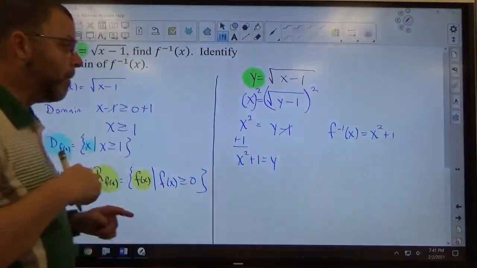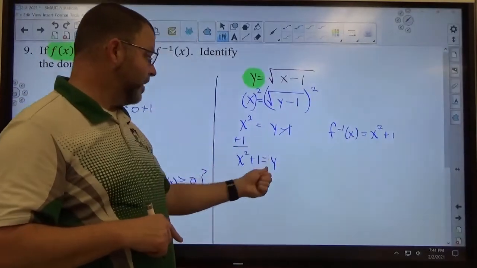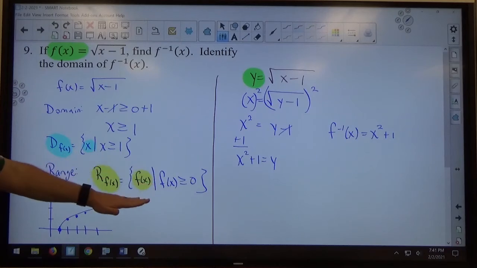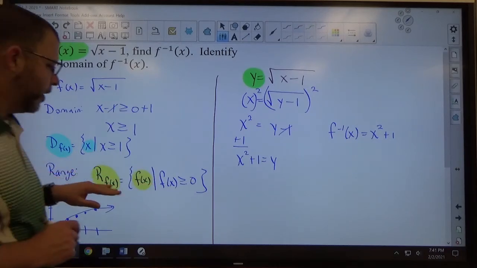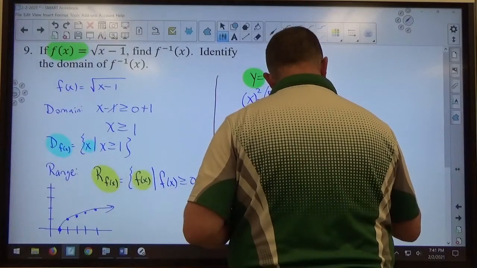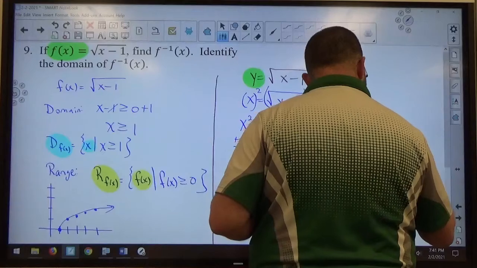Just like the last problem, I'm expecting you to use proper notation. If it is a function, write it as a function. If it's not, leave it as is. And then if we go back here, the domain part of it, the domain of f inverse of x equals the set of all x such that x does something.